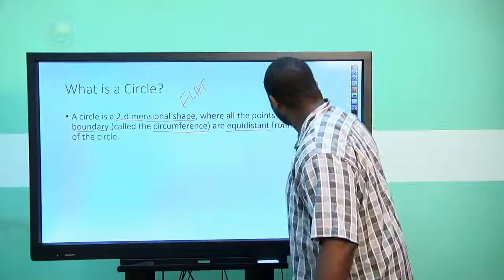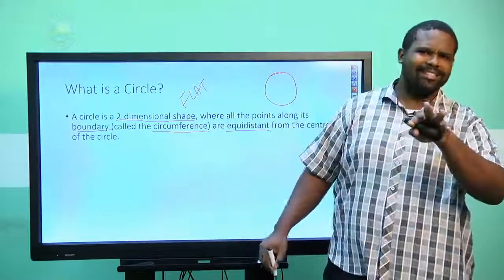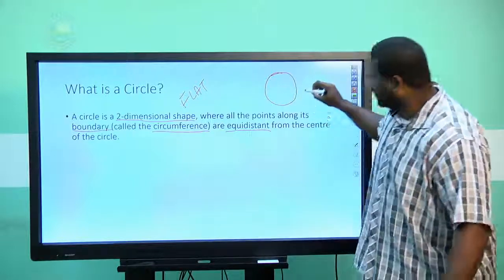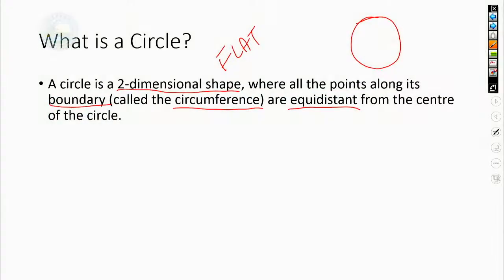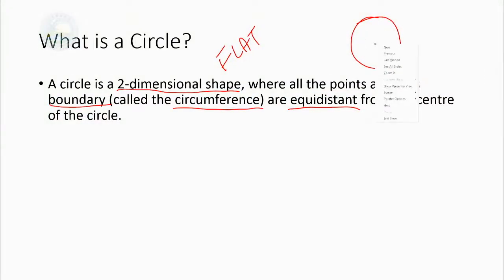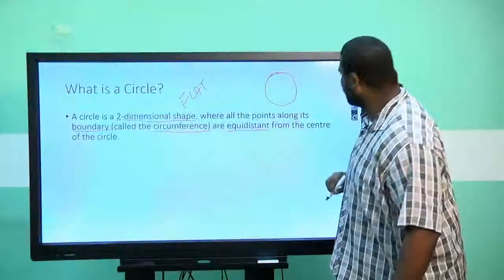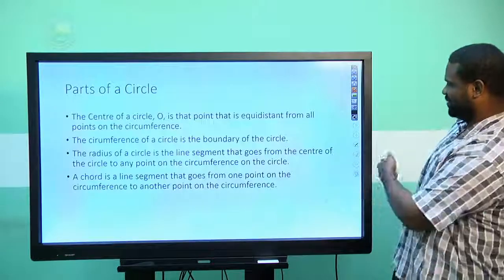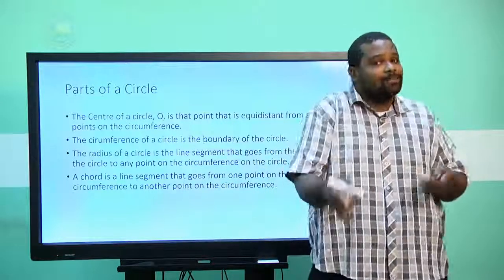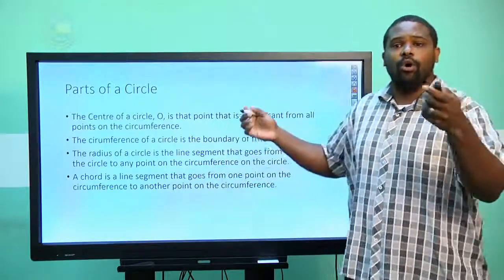So if we have a circle here, let's pretend it's a circle, right? Then all the points on this boundary are equidistant, or an equal distance, from the center of the circle. Cool? Nice. So now let's look at the various parts of the circle and what they mean.